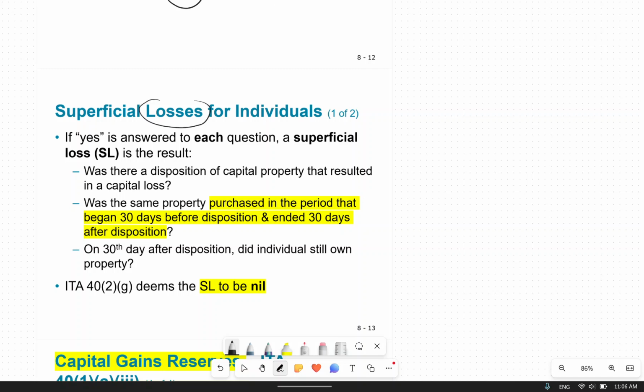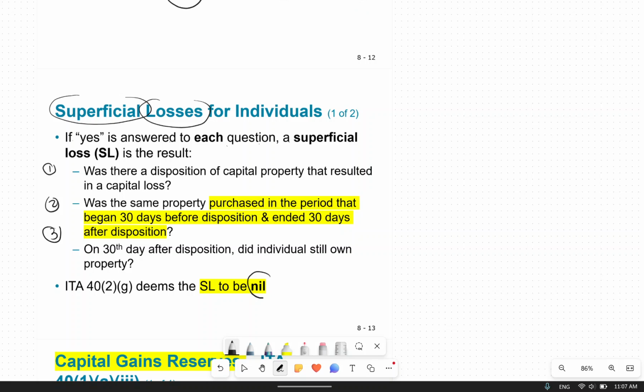It's not really a loss, it is a superficial loss. If the answer is yes to each of the questions, a superficial loss has resulted. These are the 3 questions we have to ask ourselves. If it's a superficial loss, we are not allowed to claim that loss under the Income Tax Act 40(2)(g). So what are we thinking of with superficial loss? First of all, was there a disposition of a capital property?